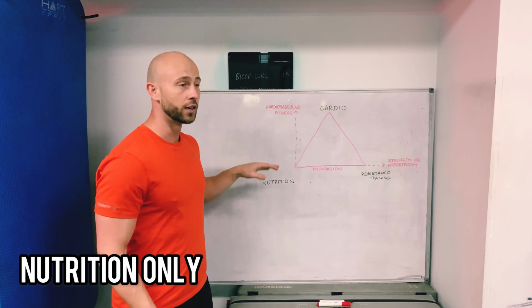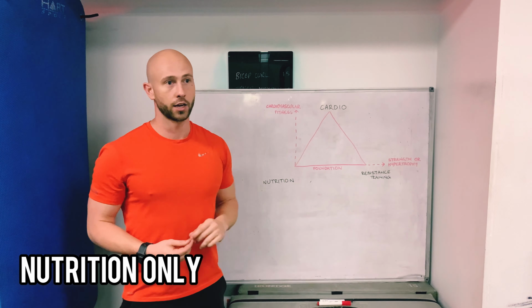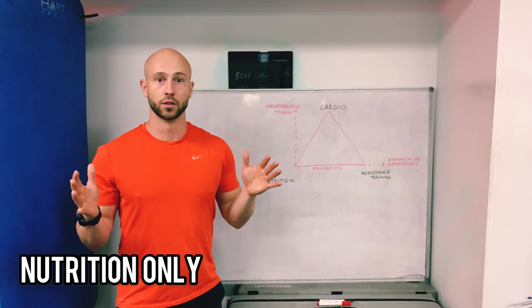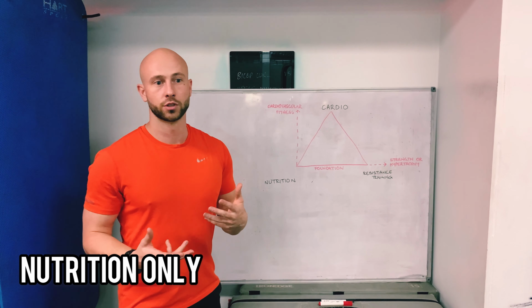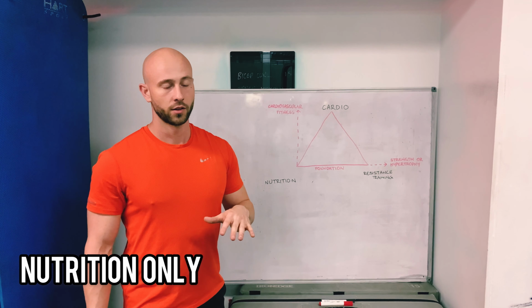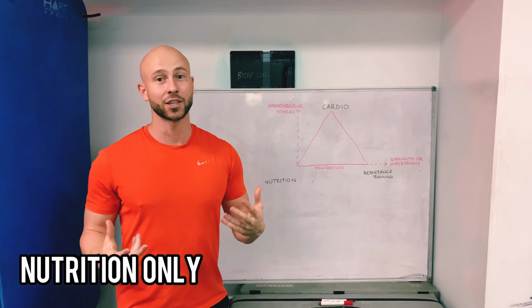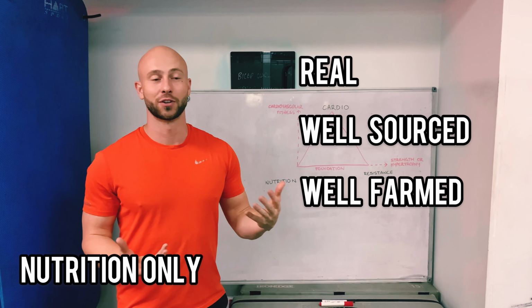How would that look? If I wasn't doing any resistance training and I wasn't doing any cardio, I just wanted to lose weight on the scales. Now, if I am what the industry calls a hard gainer or an ectomorph somatotype, then first of all, I want to make sure that I'm actually getting real and well-sourced and farmed foods.